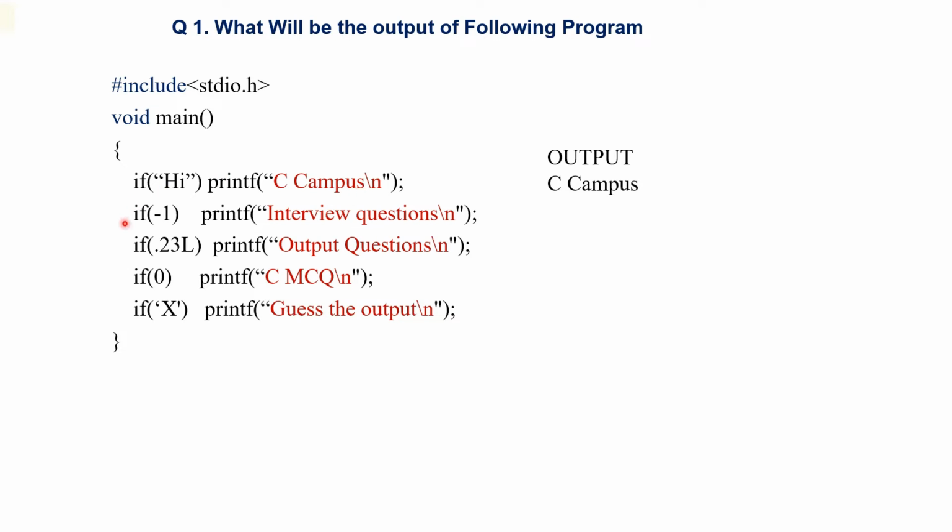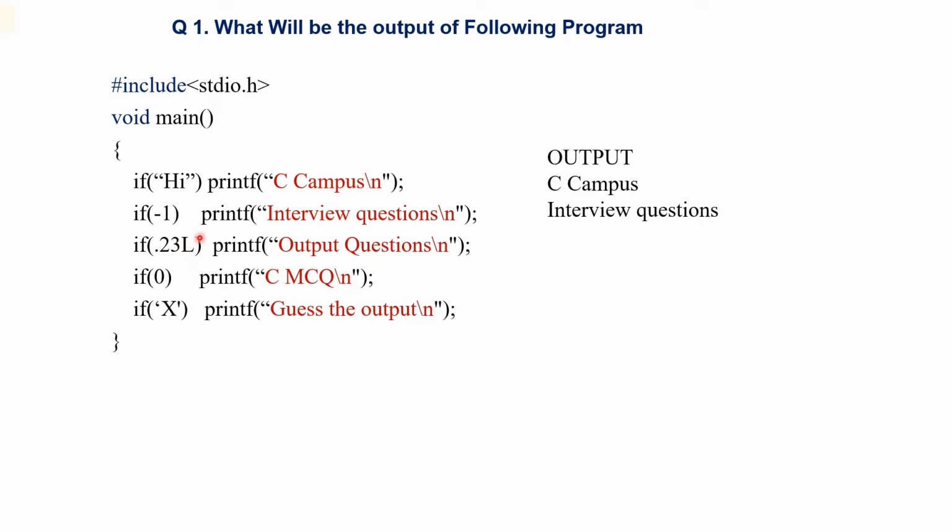Now consider the next if statement where the condition is -1. As -1 is a non-zero value, this is also considered a true value. Hence, as this is true, the next statement will be executed, because of which the string interview questions will be displayed on the screen.